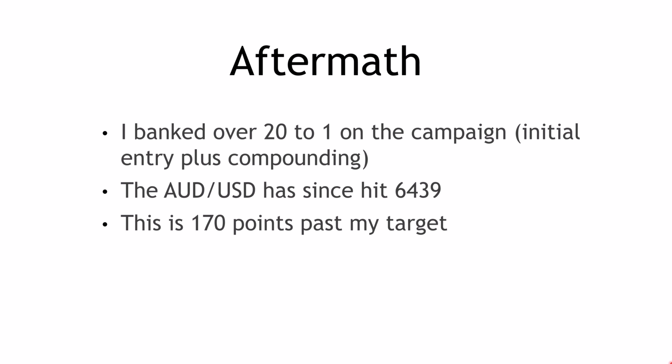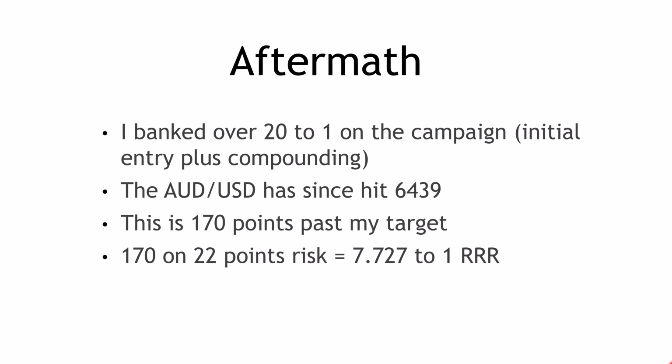Now, I was expecting the market to go higher. I just thought it would have more of a pullback first, so I thought I would take my profit, especially in these more volatile times. I thought I'll get out rather than sitting through a potentially deep pullback, and then I'll reset. That 170 points on my initial 22 points risk is an extra 7.7 to 1 reward to risk ratio.